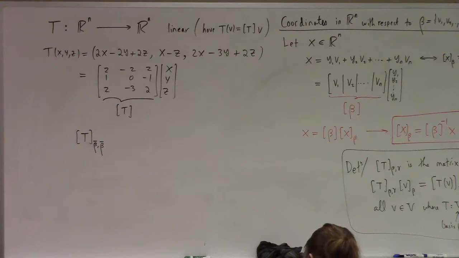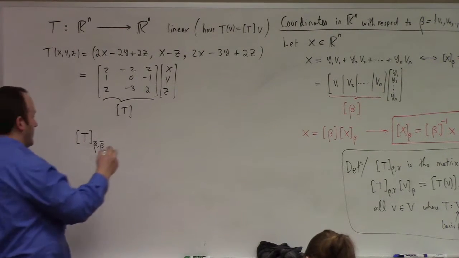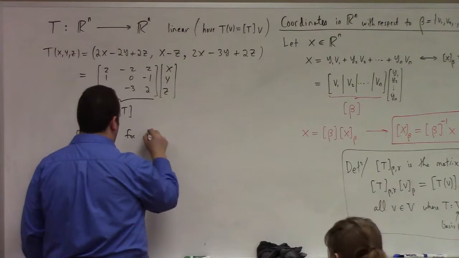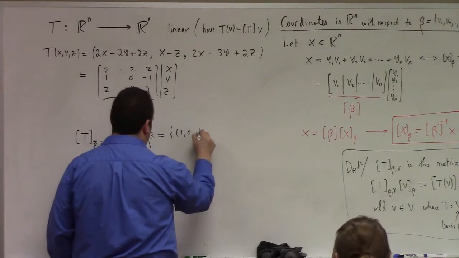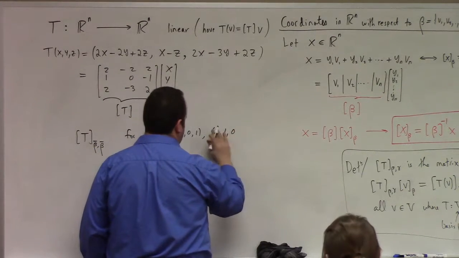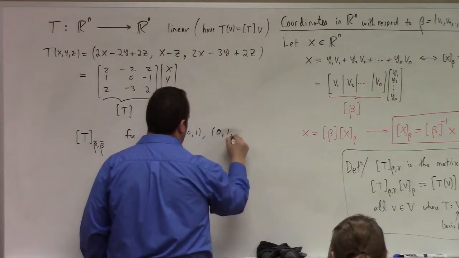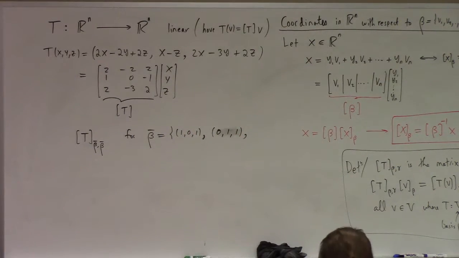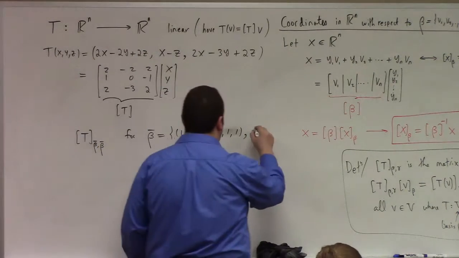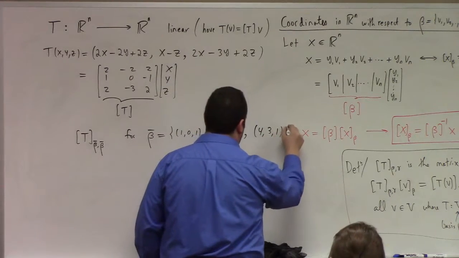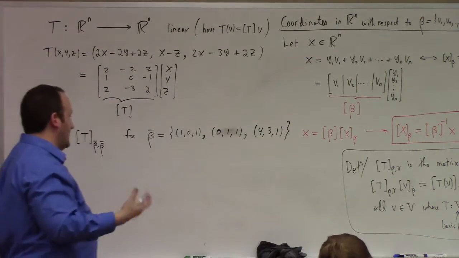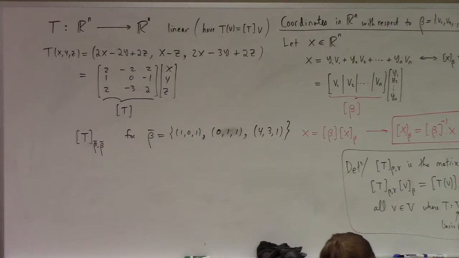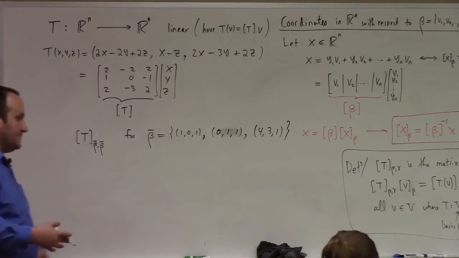And so the non-standard basis we're looking at is 1, 0, 1, 0, 1, 1. Or did I say 0, 1, 1? I said 0, 1, 1, didn't I? And 4, 3, 1. So suppose you use that as your basis. What would the matrix of T look like with respect to that choice of basis?